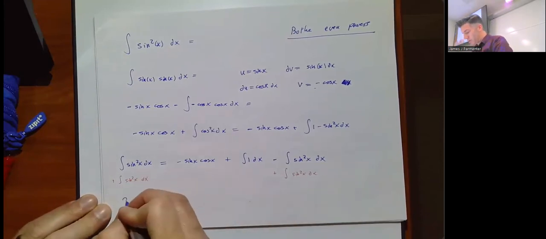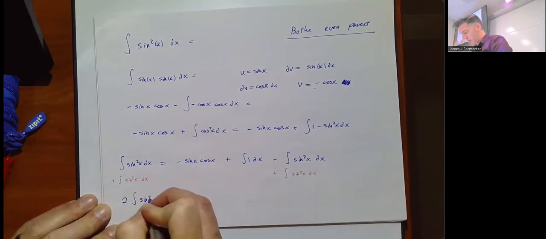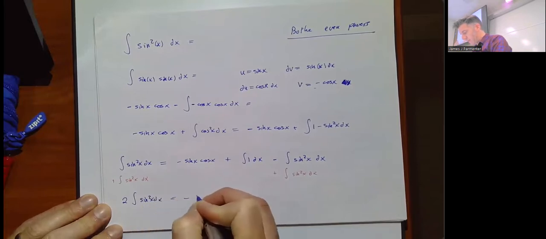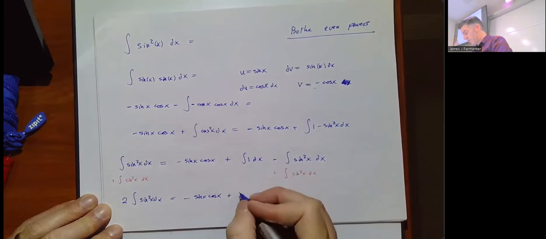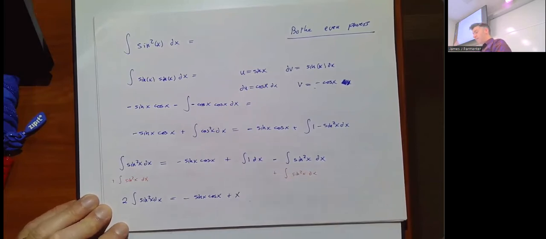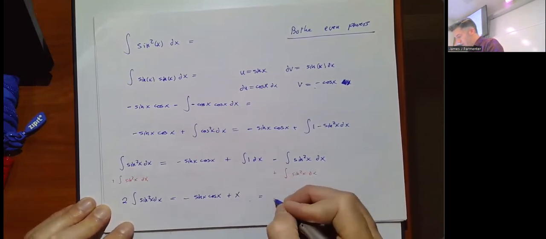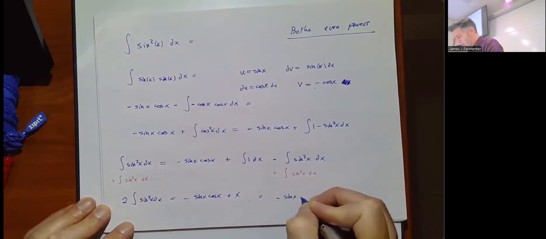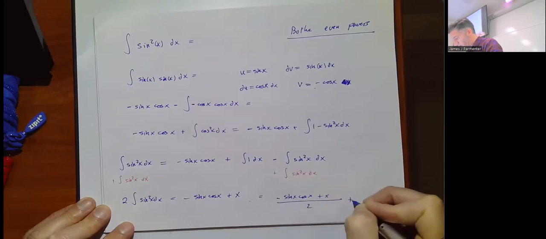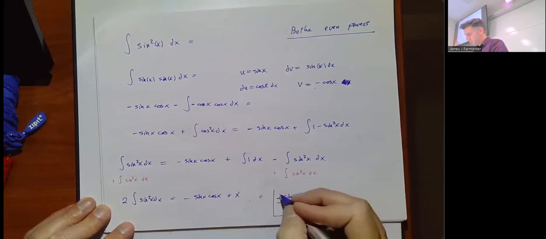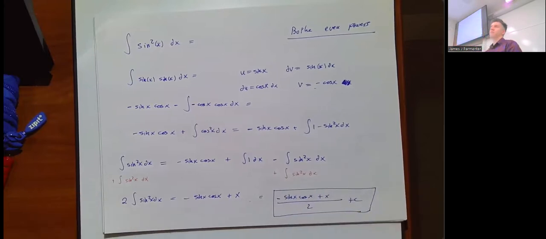So anyway, doing this, we get 2 times the integral of sine squared x is equal to negative sine x cosine x plus the integral of 1, which is x. Finally, divide both sides by 2. So you end up getting negative sine x cosine x plus x all over 2 plus c. Super funky. Never done that before.